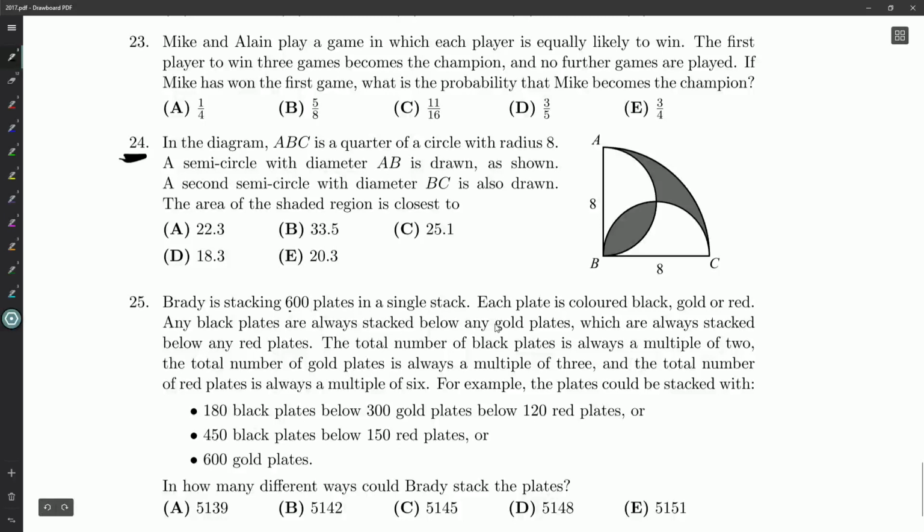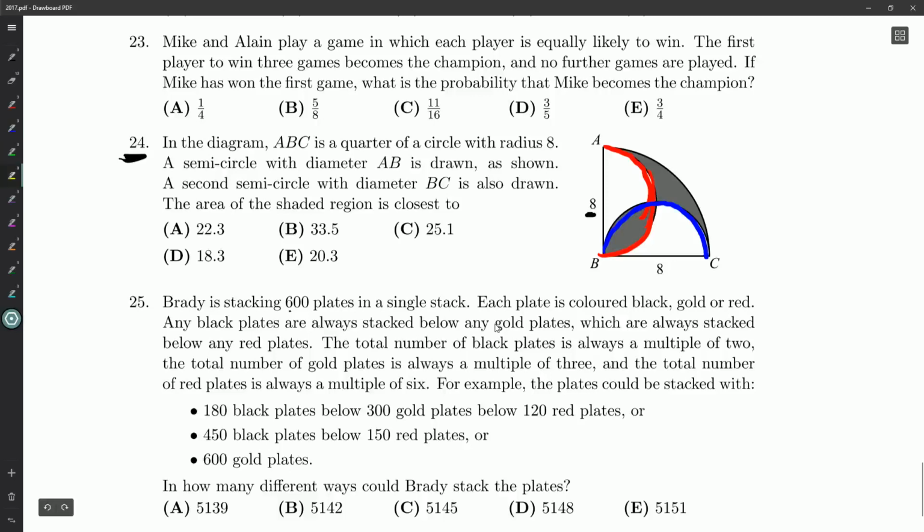In the diagram, ABC is a quarter of a circle with radius 8, as they have shown. A semicircle with diameter AB is drawn as shown. I'm going to guess this is a shaded area question, but we'll see. So we've got this semicircle here, then we've got a second one drawn with diameter BC. If we know the diameter is 8, then we've got radii of 4, just thinking ahead.